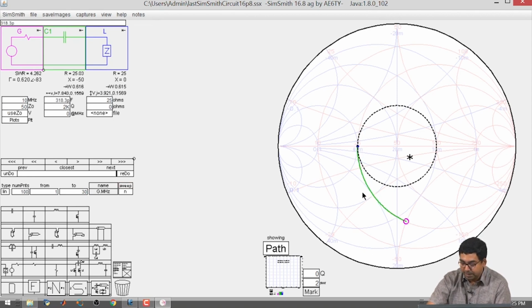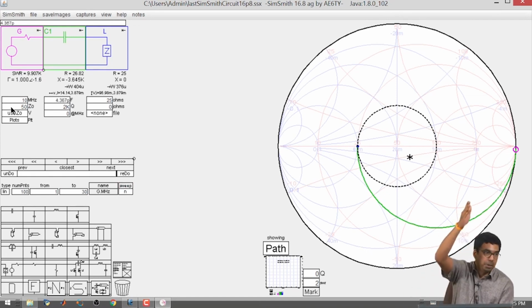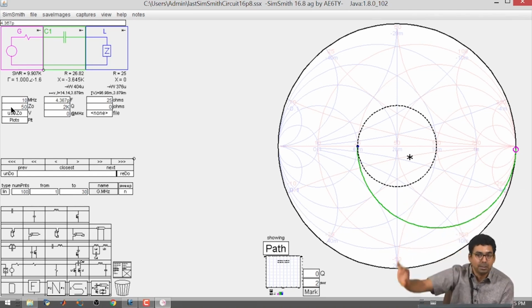It traverses along the path of constant resistance. 25 ohms corresponds to R equal to 2, and as you change the capacitance, it sweeps the same circle and reaches all the way to the right hand side point. So, by adding a series capacitance, you can go into the half plane below and you can go along a constant resistance path.